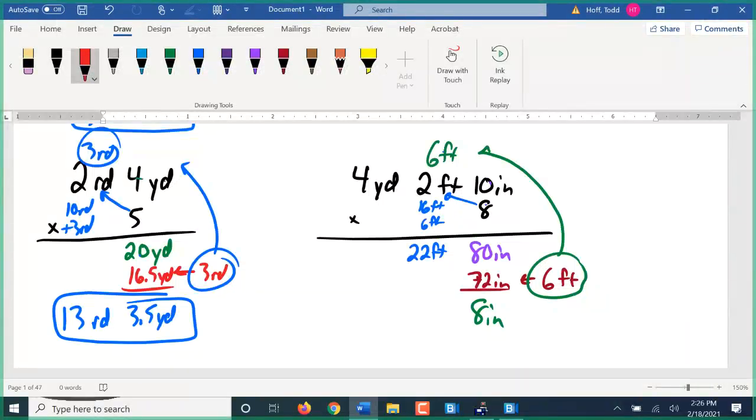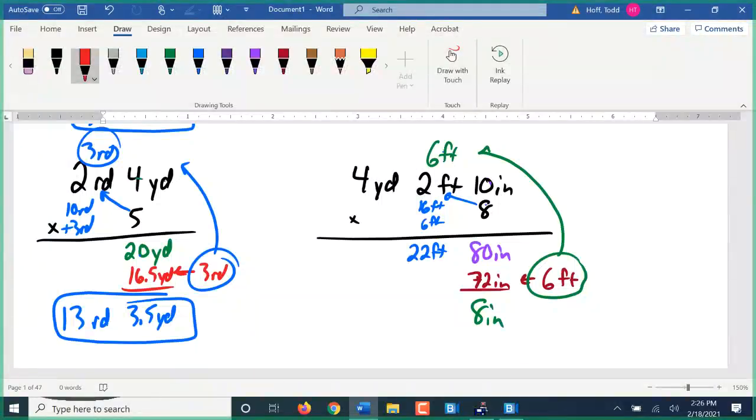3 feet would be 1 yard. 2 yards would be 6 feet. Oh, we're still bigger than that. 3 yards would be 9 feet. 4 yards would be 12 feet. 5 yards would be 15 feet. Well, 22 is still bigger than that. 6 yards is 18. 7 yards is 21. 8 yards is 24. We finally passed.